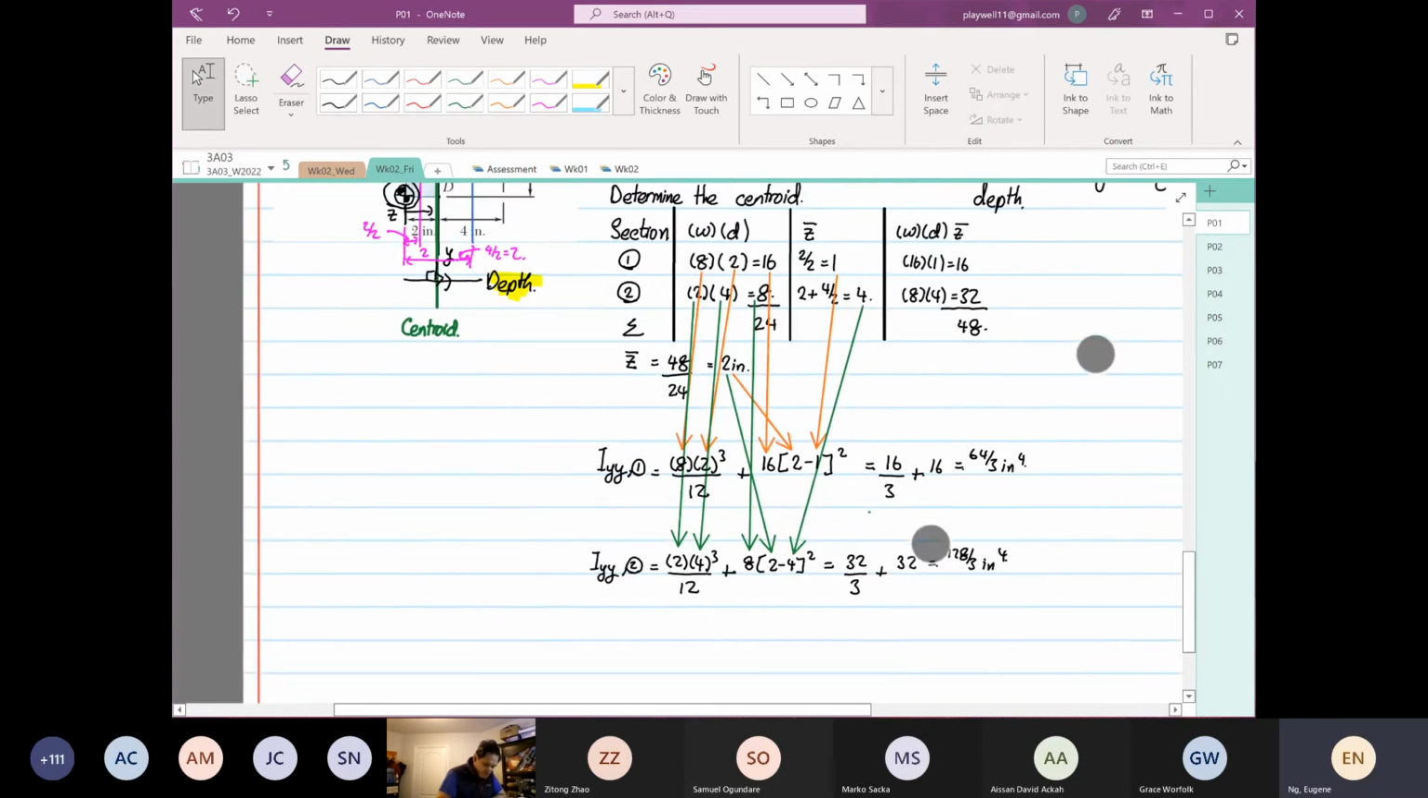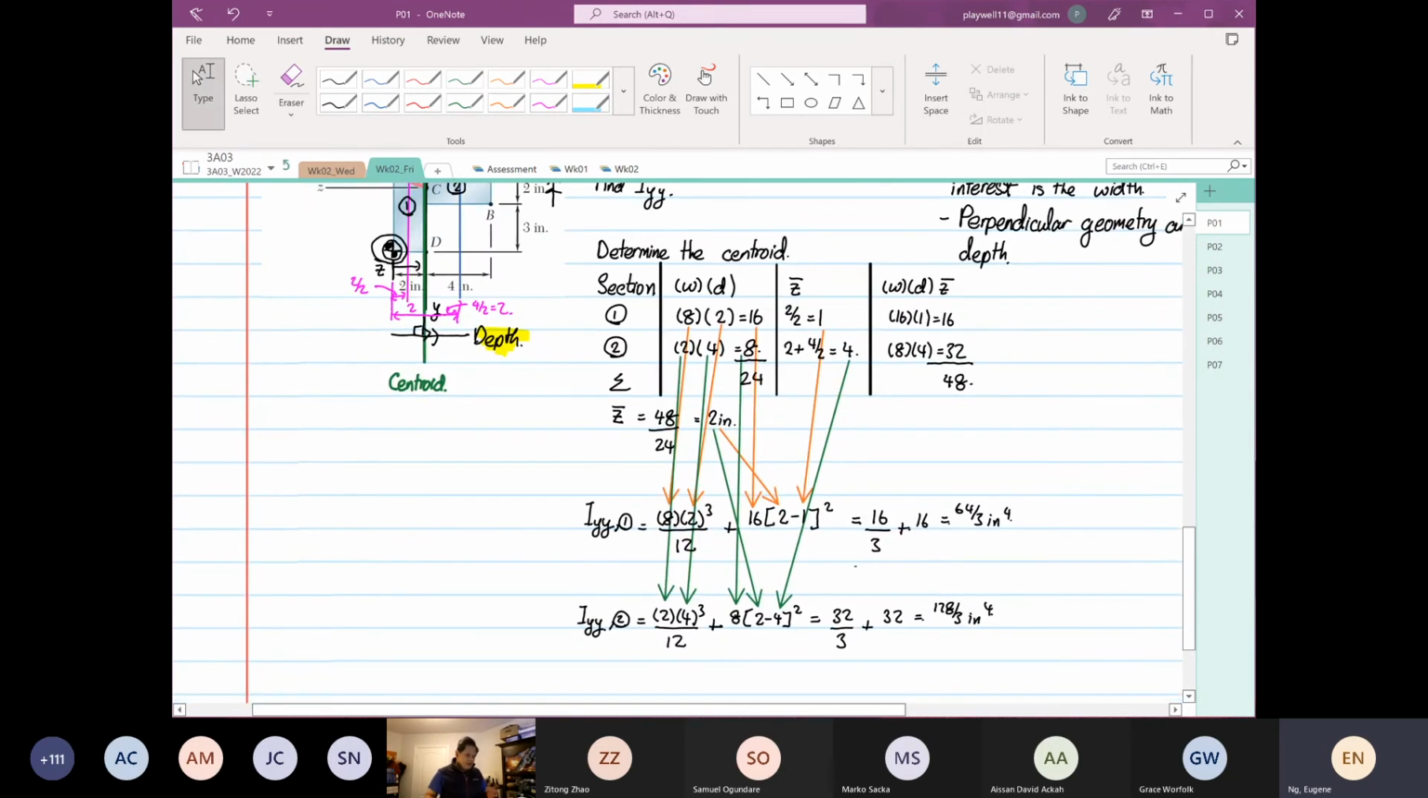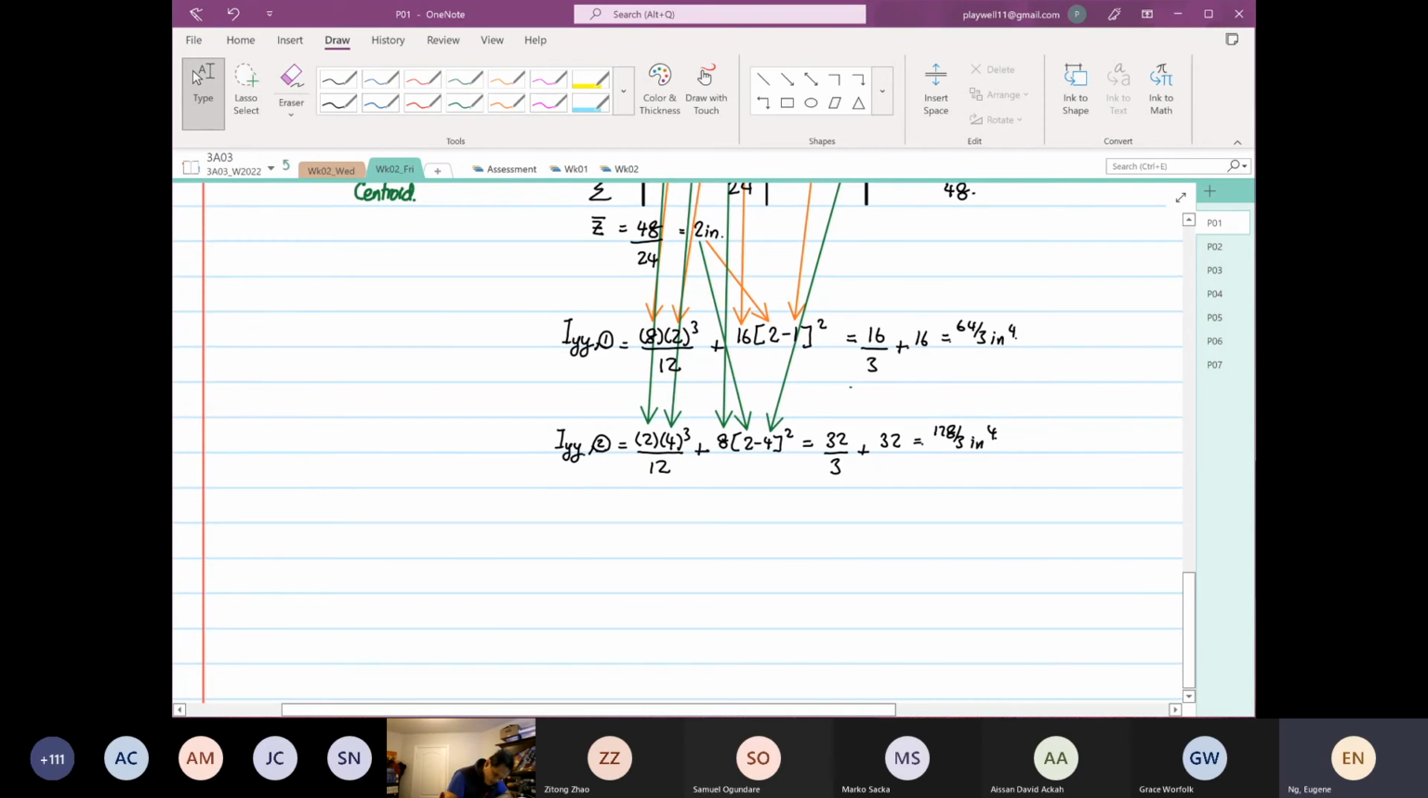Once you got the table right, you don't need the geometry anymore. So that is your IYY. Any questions? I strongly encourage you to use this method. It's foolproof, you will not make so many mistakes. So from here we can find our IYY. It's equal to 64 over 3 plus 128 over 3, which is equal to 64.